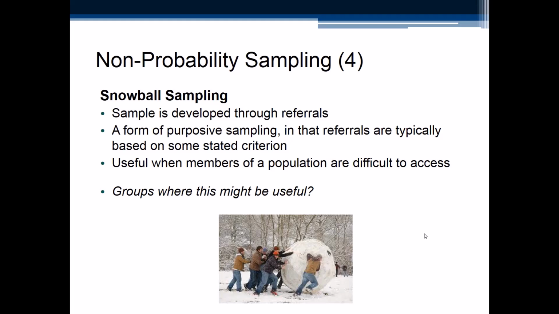It can be useful with sensitive populations, so drug addicts, for example. They tend to know each other, but you might not be able to recruit a broad range of them otherwise. People with gambling behaviors, people who engage in tax evasion, that sort of thing. Those people know each other, so they can refer others on.